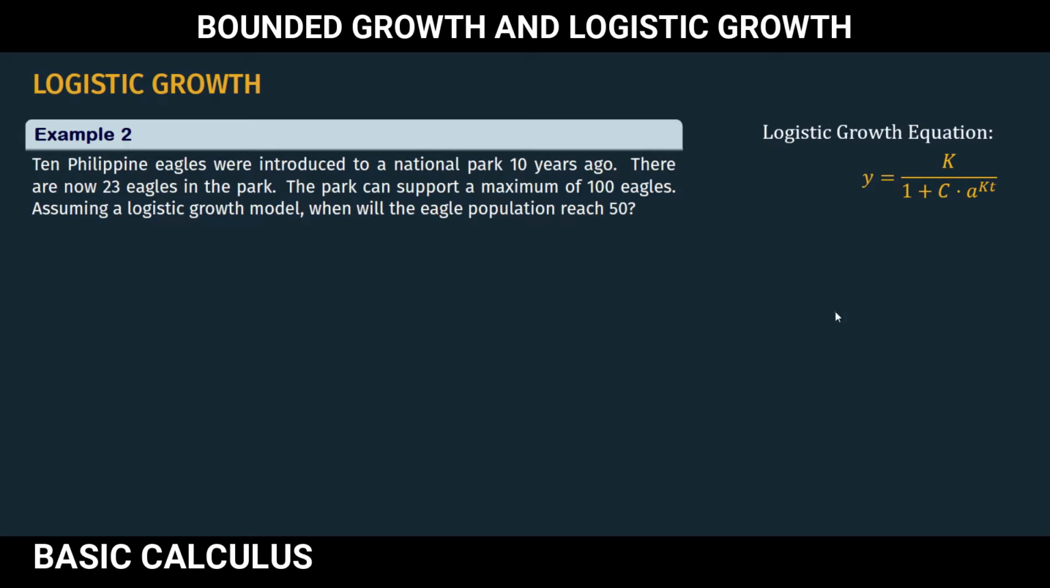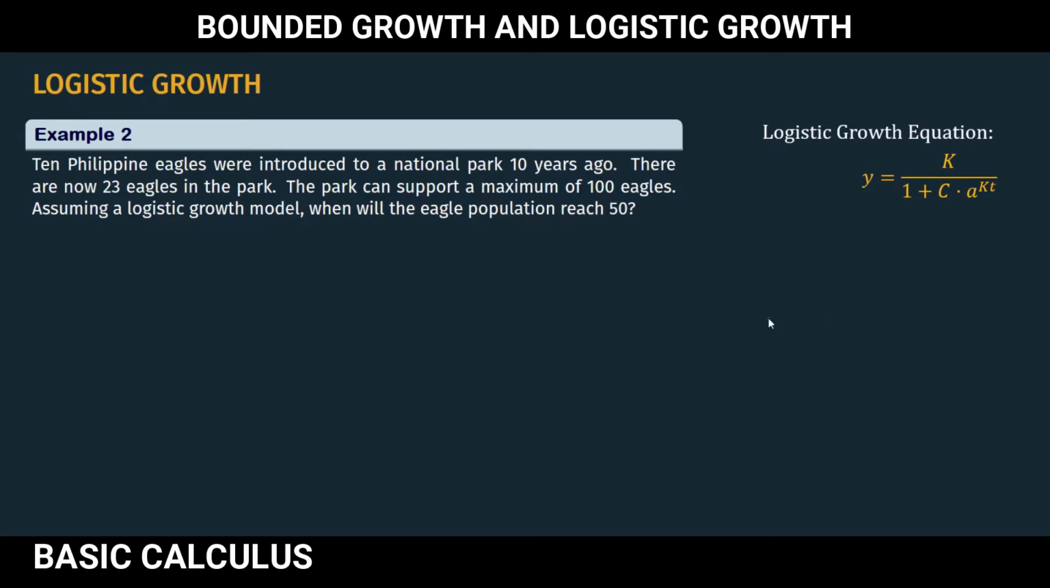For our example, 10 Philippine eagles were introduced to a national park 10 years ago. There are now 23 eagles in the park. The park can support a maximum of 100 eagles. Assuming a logistic growth model, when will the eagle population reach 50?